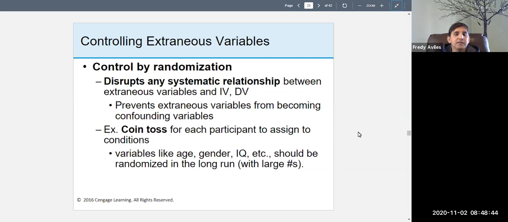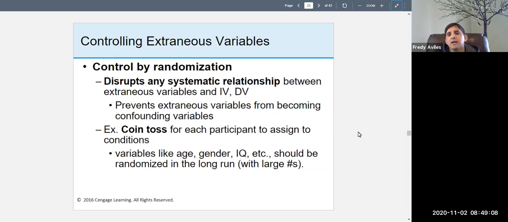What you'll find, if you have enough coin tosses, if you have enough participants, is that things like age, gender, IQ, all those things will be randomized in the long run. When you have large numbers, it'll be more or less random. And you can do it all at once. Here's the thing, though. You don't really use a coin toss. That's just to explain it.